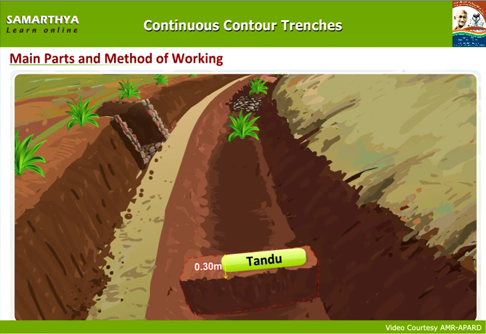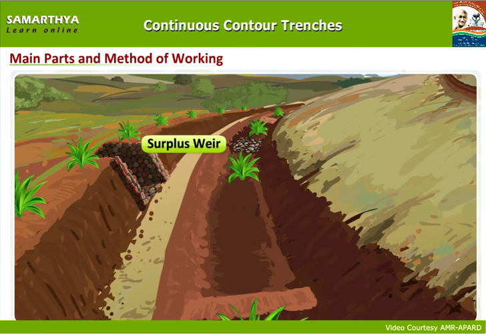One solid portion for every 5 or 10 meters in every trench. A surplus weir to prevent any damage to earthen bunds. Stone pitching in places where trenches meet with short curves.